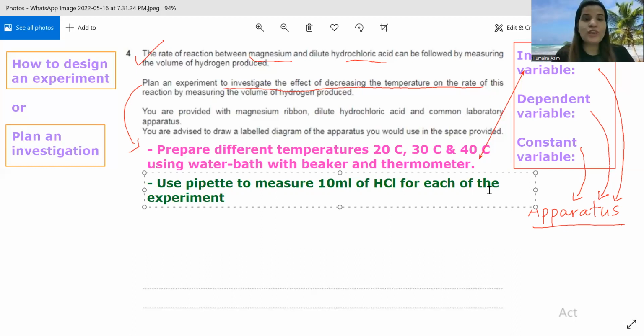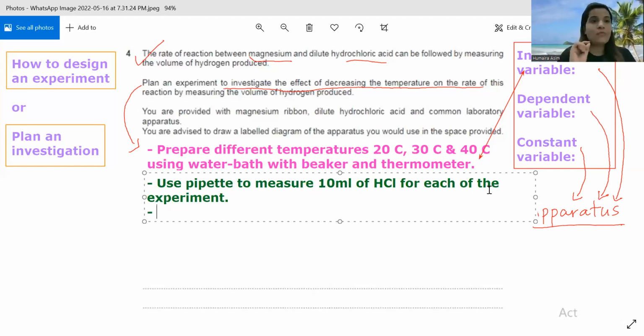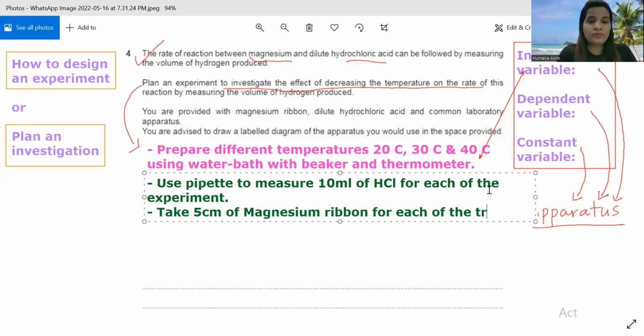Then here also, you have already told that you are going to use that. Then next also, how about magnesium ribbon? Magnesium ribbon also you are going to take equal length of it. For example, you are going to say take 5 cm of magnesium ribbon for each of the 3 experiments.